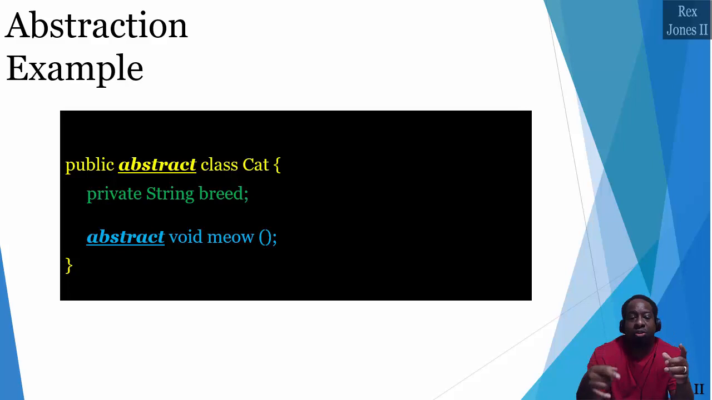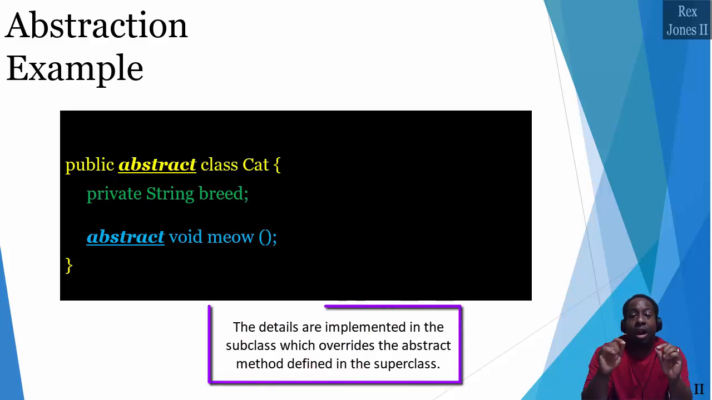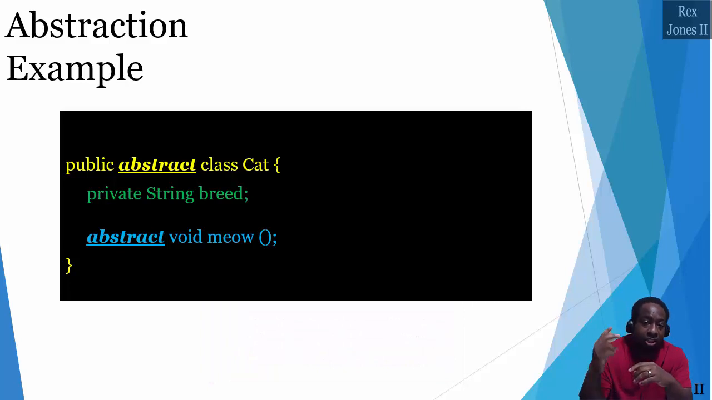Abstract methods are also generic. They are designed to be overridden in the subclass. That's why we only see the signature of the method: abstract, void, meow, parenthesis, semicolon, and no body within the curly braces. The details are implemented in the subclass, which overrides the abstract method defined in the superclass. Static methods and constructors cannot be abstract.